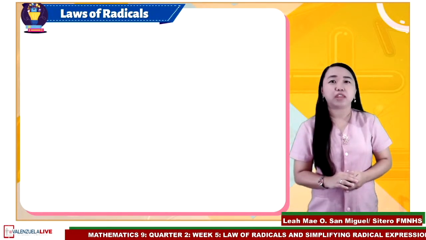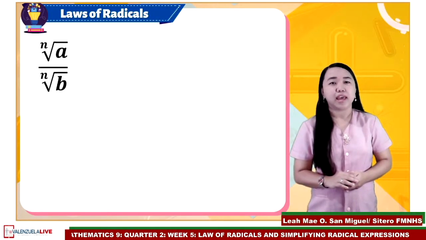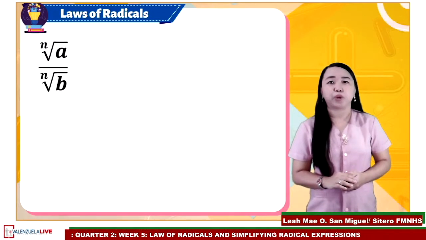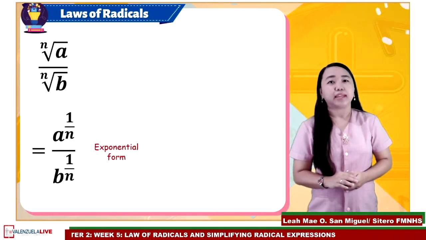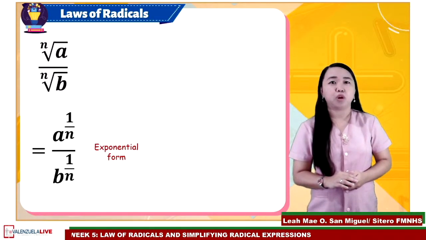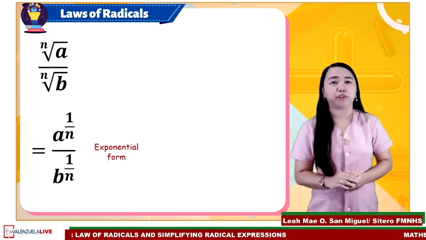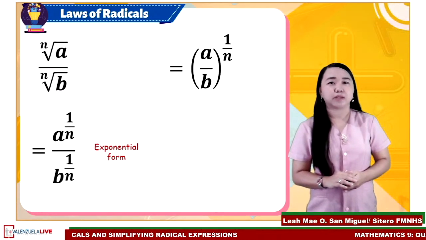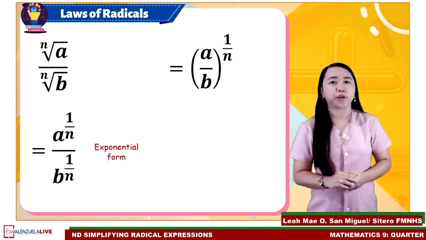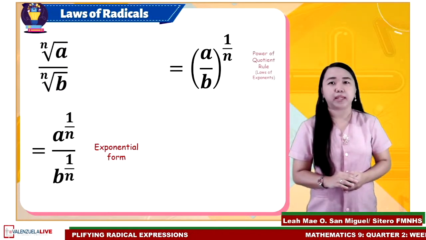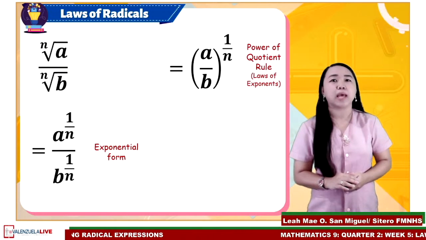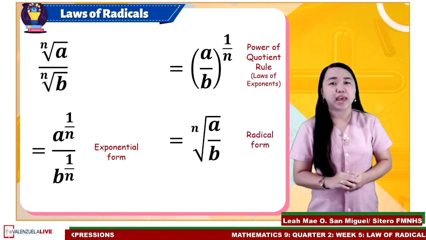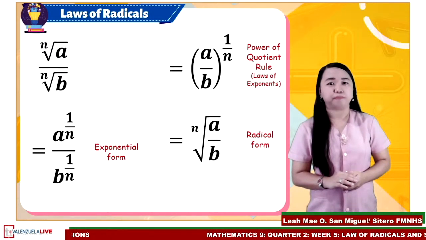Let us derive another law of radicals. The nth root of a over the nth root of b can be written in exponential form as a raised to 1 over n, over b raised to 1 over n. And since the powers are equal, it can be written as the quantity a over b raised to 1 over n, by applying the laws of exponents, the power of a quotient rule. And its equivalent radical form is the nth root of a over b.